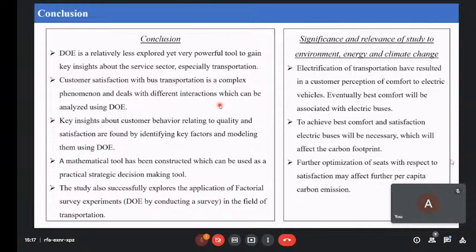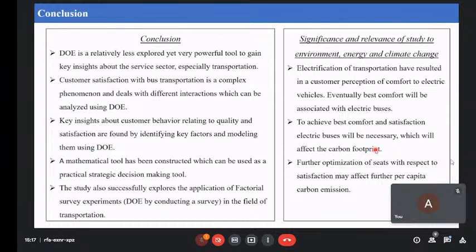Even in the way we had defined the comfort factor, the new electric vehicles and electric buses available will have the best comfort rating, the 5 comfort rating. Because of this, customer perception of comfort is associated with electric vehicles. If this holds true, then in order to increase satisfaction, one will have to increase comfort, and with this consensus, the electrification of all transport vehicles will increase comfort, which will in turn increase satisfaction. And this will, of course, affect the carbon footprint.